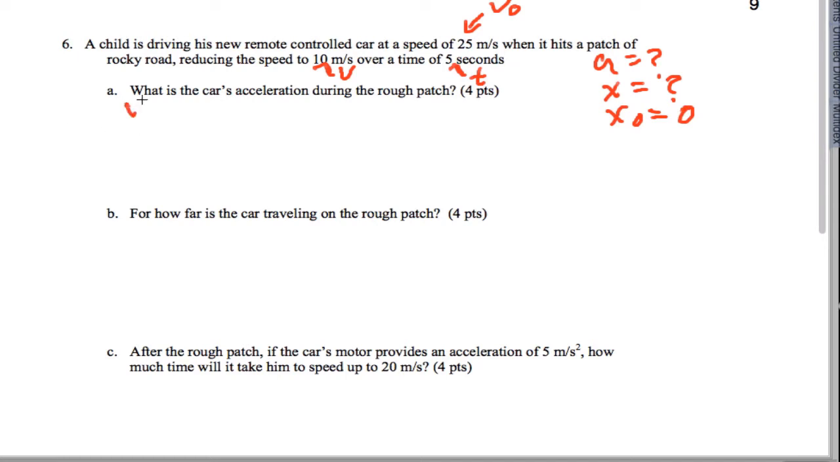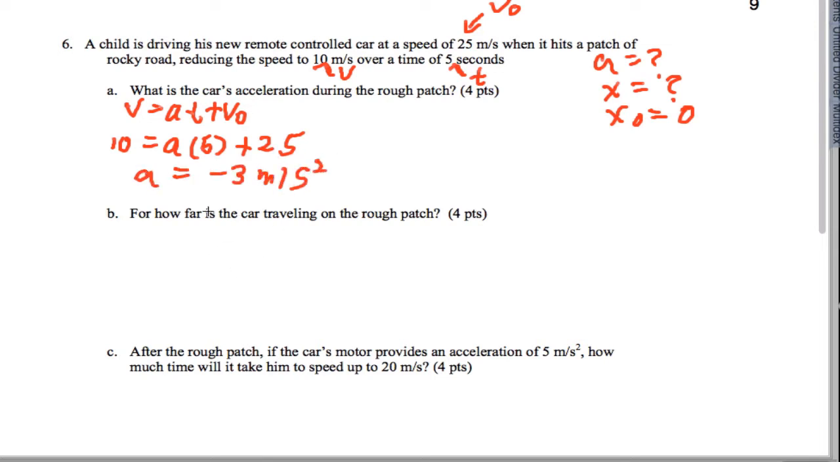So the acceleration, v equals at plus v naught. I'm going to plug in my numbers, so I'm going to end up getting 10 is a times 5 plus 25. And when we rearrange that, we're going to get a is negative 3 meters per second squared. Don't forget that squared on the units.